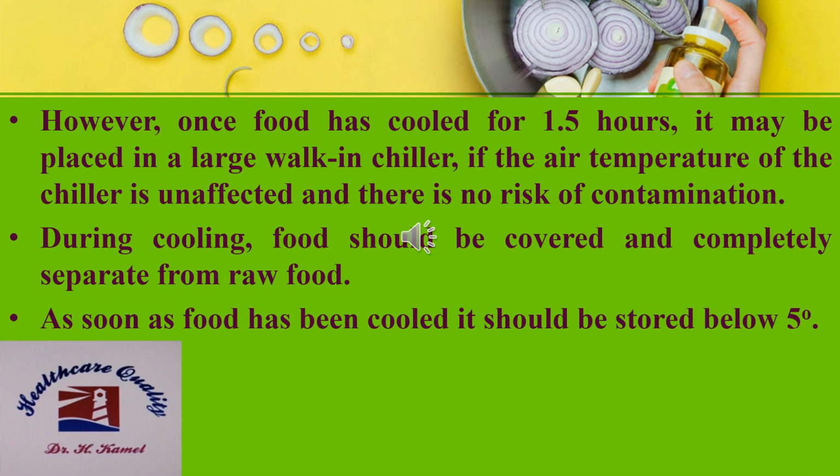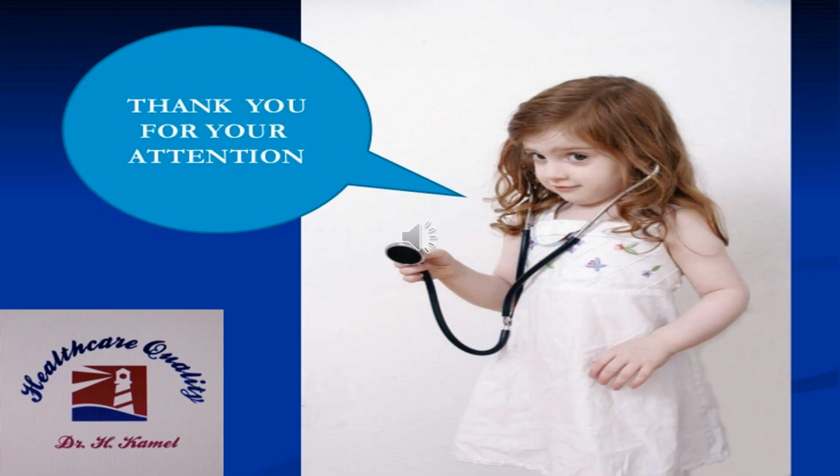However, once food has cooled for 1.5 hours, it may be placed in a large walk-in chiller if the air temperature of the chiller is unaffected and there is no risk of contamination. During cooling, food should be covered and completely separated from raw food. As soon as food has been cooled, it should be stored below 5 degrees centigrade. Thank you.